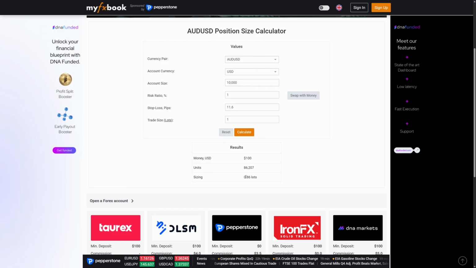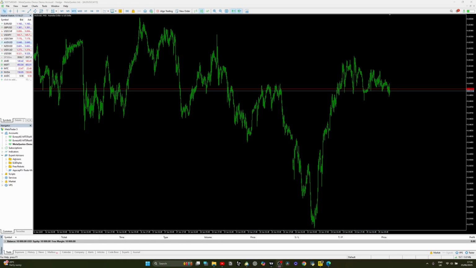Now we shall be moving to MetaTrader 5. This is how it looks like. So you see, these are the number of assets that are traded. This is a demo account. I have just opened it for the purpose of illustration. You can see balance is 10,000 US dollar. I have not done any trade because it's just a demo account.